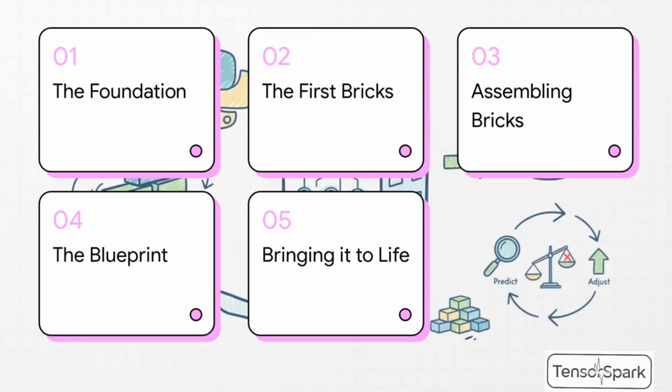All right, here's our game plan. First up, we need a foundation, which is the language we'll use. Then we'll grab our first bricks, some really basic tools. After that, we'll see how to assemble those bricks. Then comes the cool part, the blueprint for an AI brain. And finally, we'll see how we actually bring that whole thing to life.